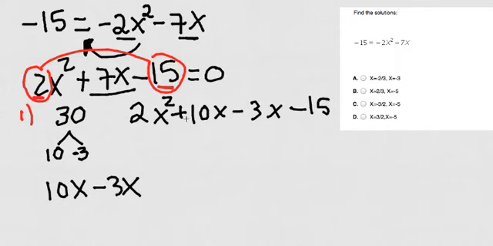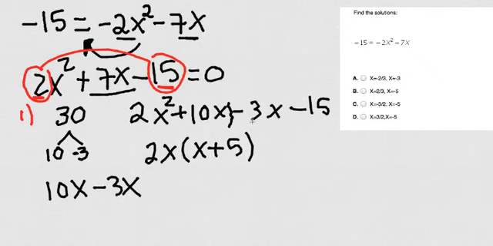So look at now what I'm going to do. I'm going to go ahead and make like an invisible wall right here. I have 2x squared plus 10x and I have negative 3x minus 15. Let's go ahead and group. What can I factor between 2x squared and 10x? Well, that's going to be 2x. Inside, I'm going to have x plus 5.